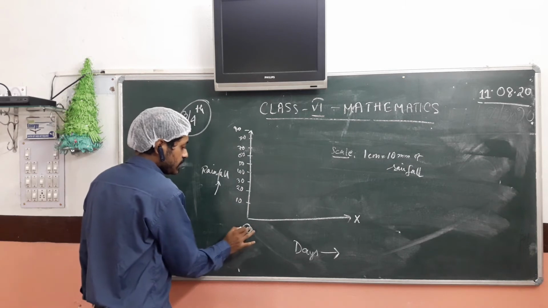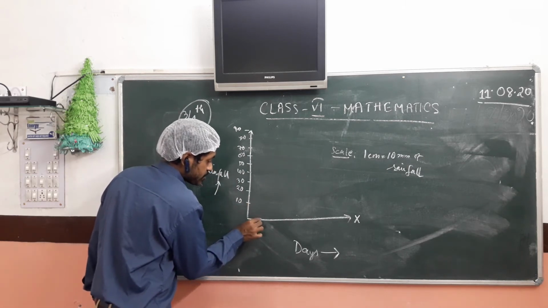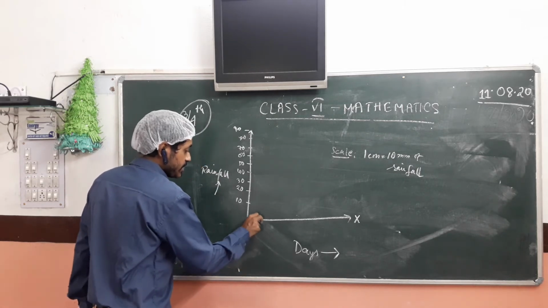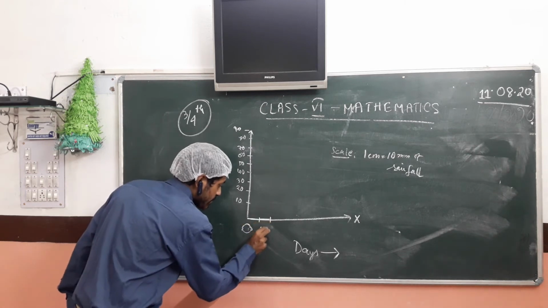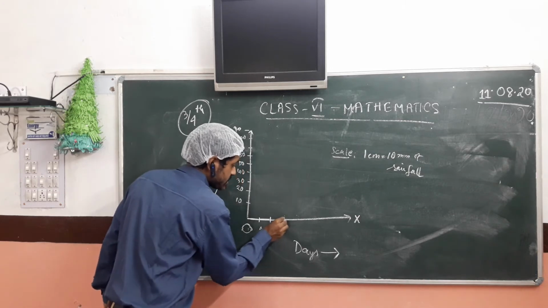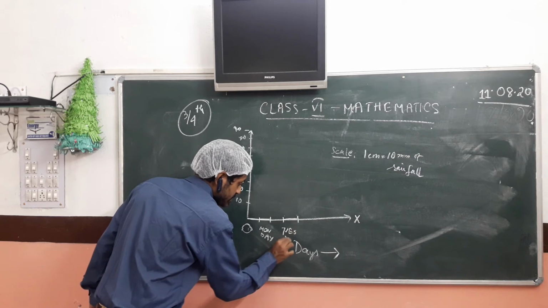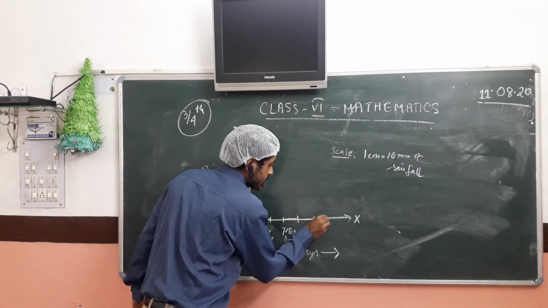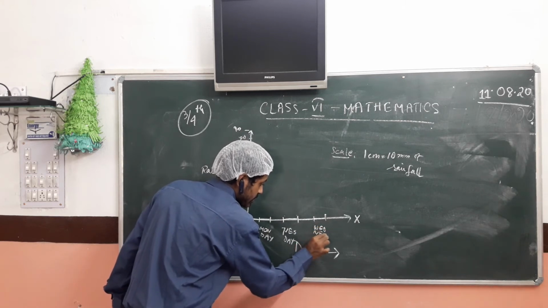Now how to mark the days? All the gaps should be even. Mind it, if you consider 10 spaces from here, you start Monday, again go 10 spaces, end Monday and mark Monday. Again go 10 spaces and start Tuesday, again go 10 spaces, end Tuesday and write Tuesday. You go again 10 spaces, you start Wednesday, you again go 10 spaces and end Wednesday. You write Wednesday.